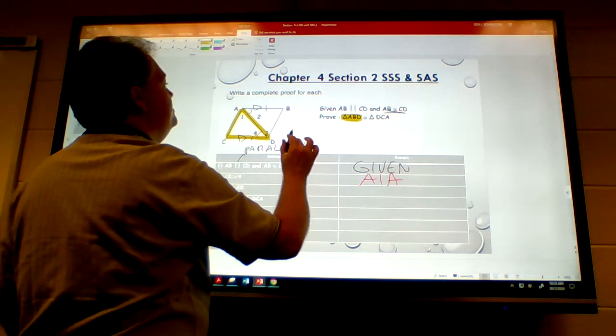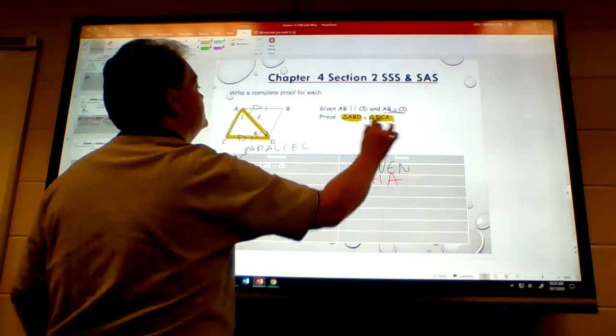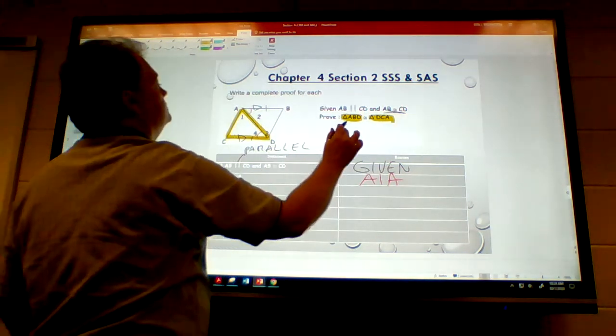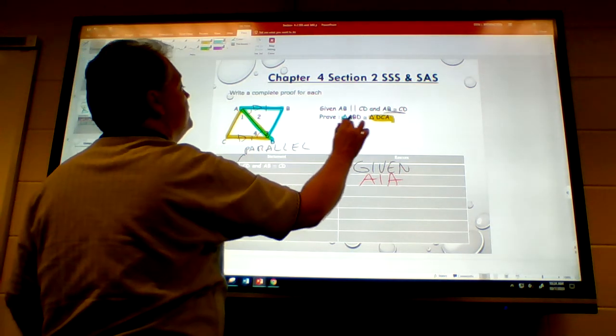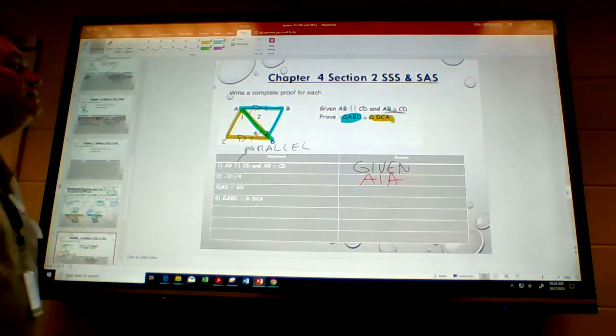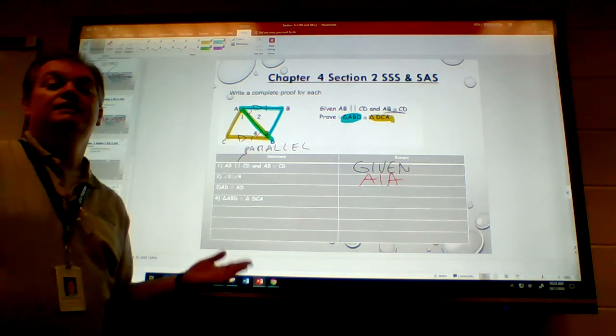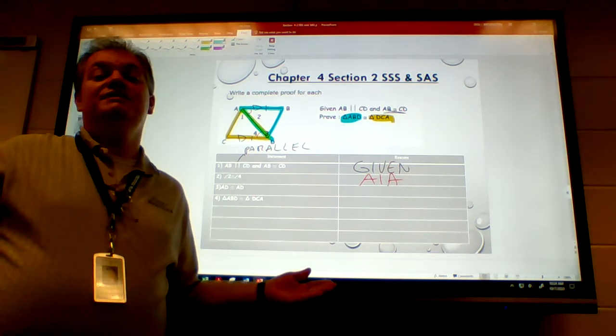So that is yellow, and this one is blue. Now, there's a reason why I do yellow and blue, because yellow and blue make green. Yellow and blue make green. I'm not much of an artist, but I do know that.